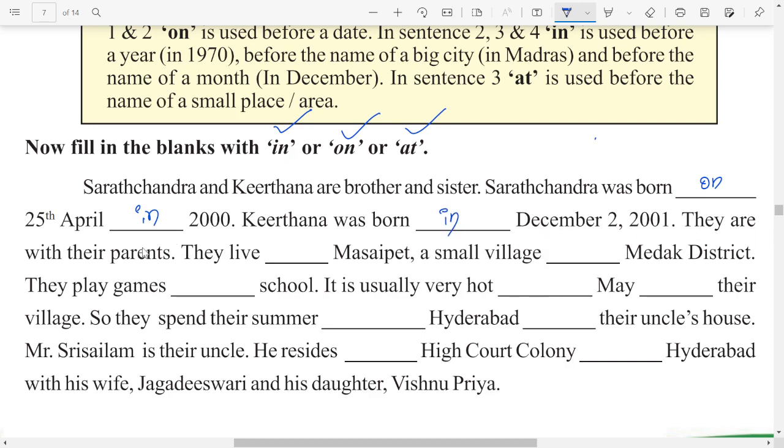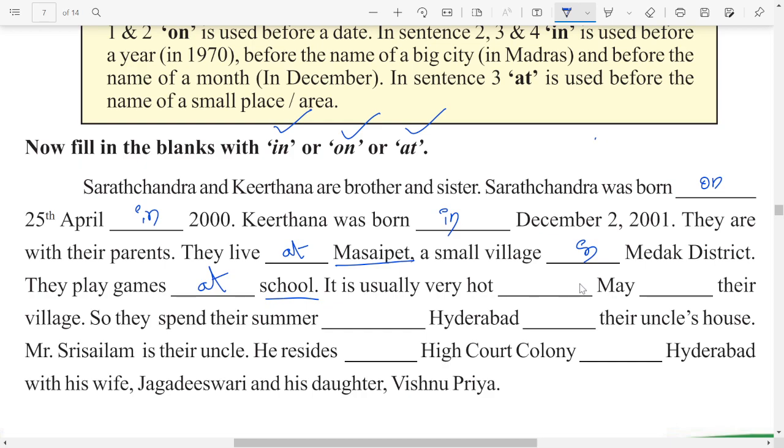Next, they are with their parents. They live dash Masaipet, a small village dash Medak district. So this is a small place, that is a small village. So before the small village we can go with at, and this is Medak district, that is a big place, we can use in. Next, they play games. School is a small place again. At school we can use.